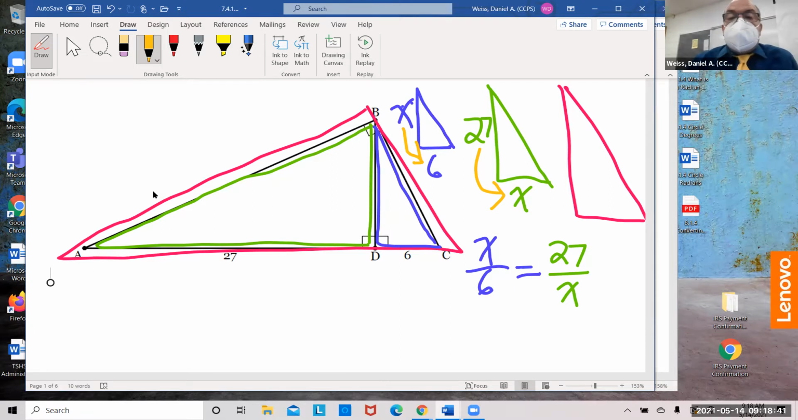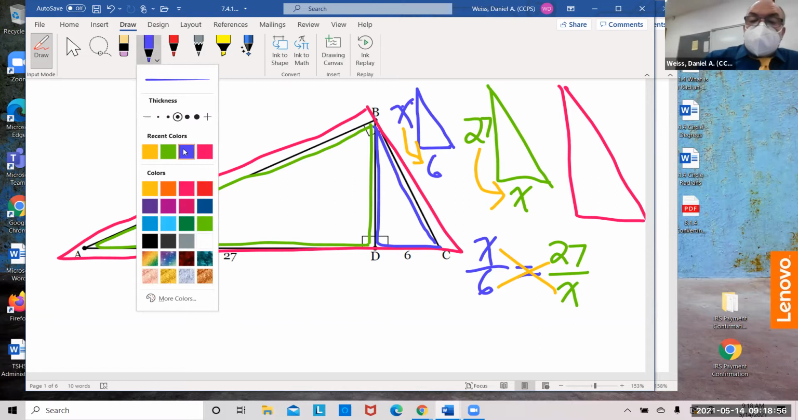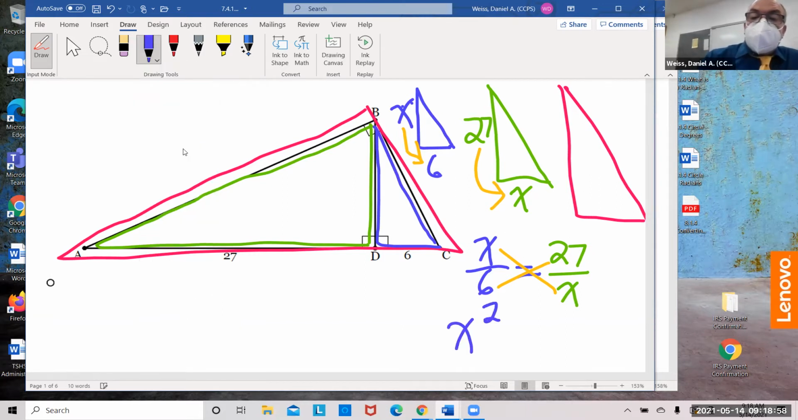Now I'm going to cross multiply. If you don't remember what cross multiply means, it means this times this equals this times this. So I'm going to say that X times X is X squared. And 6 times 27. I'm going to use my handy dandy calculator. 162. Okay. So I don't want to know what X squared is.